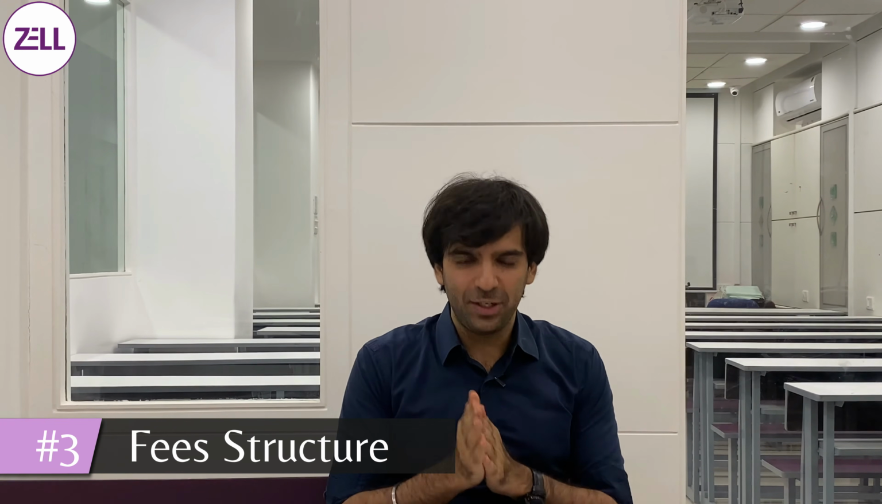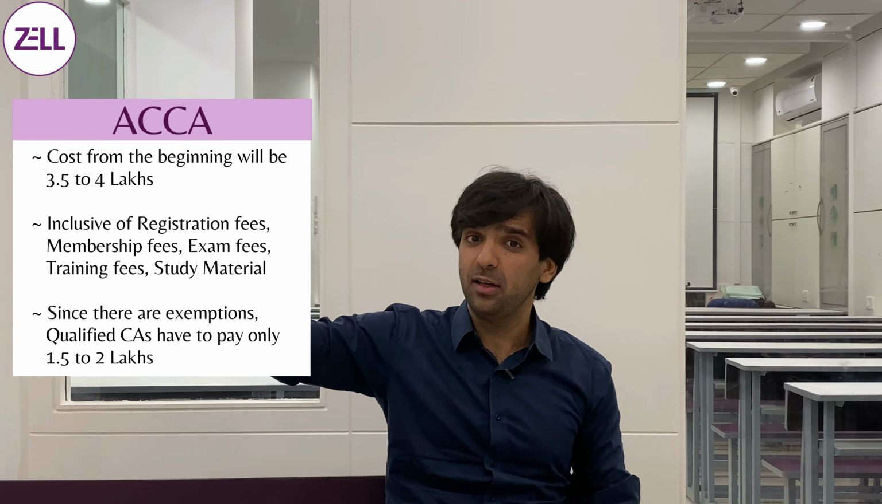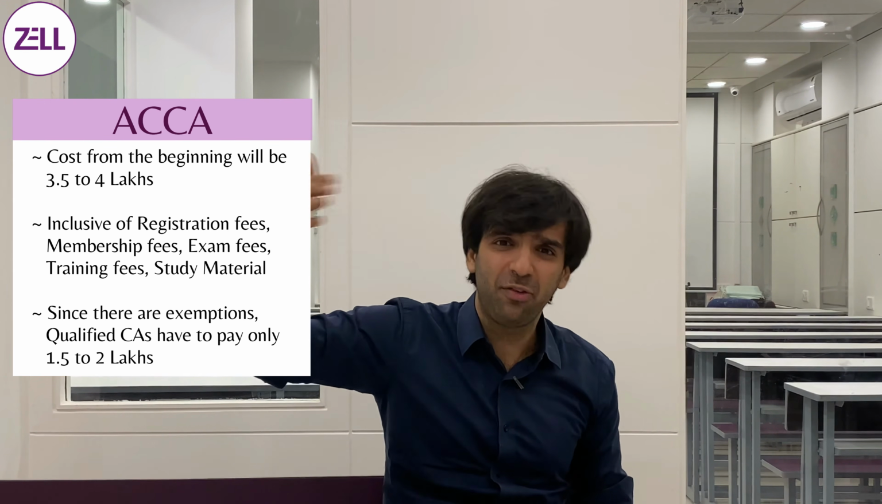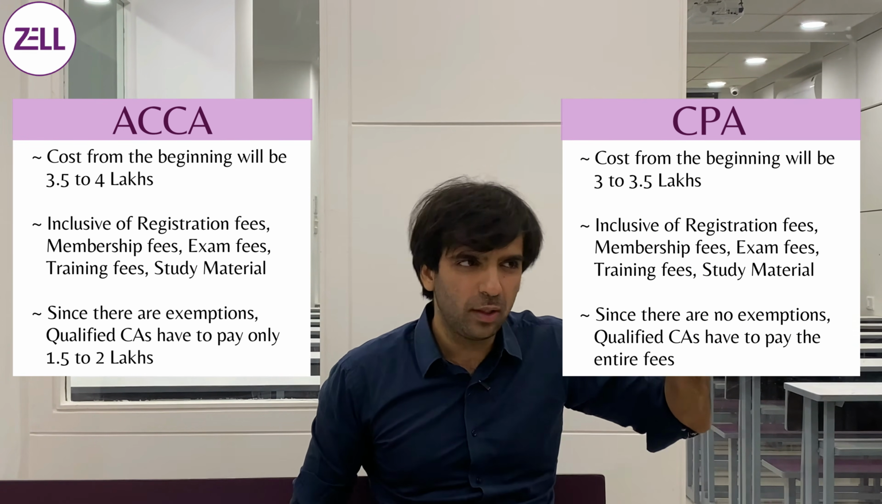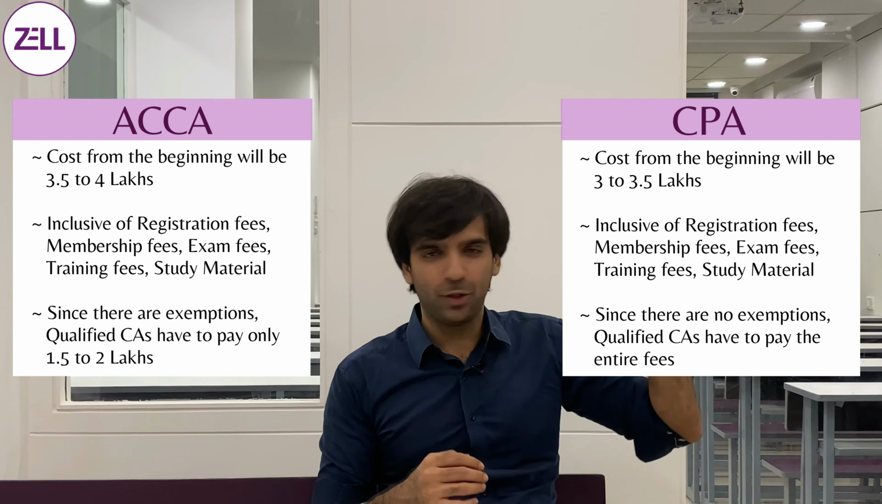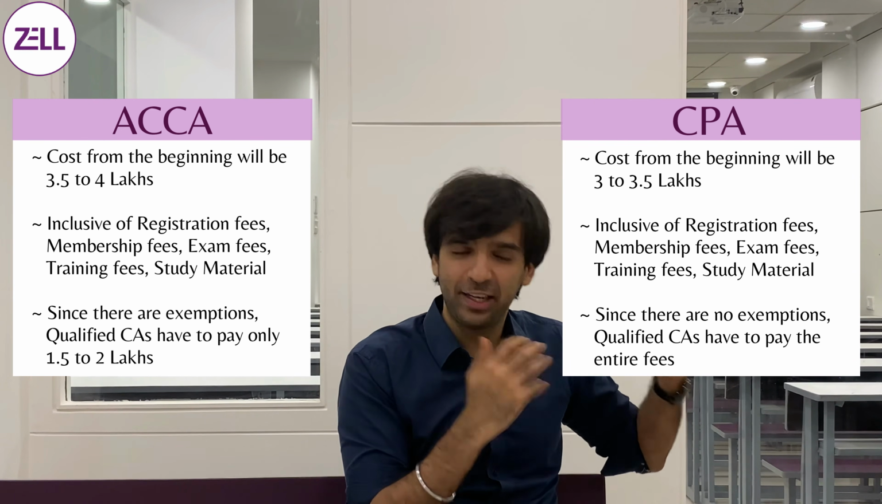And lastly, the fee structure. Now, ACCA to complete it from the beginning will be around 3.5 to 4 lakhs total. That includes your registrations, membership fees, exam fees, training fees, study material, everything. CPA to finish it start to end is approximately 3.5 lakhs. And again, this includes everything: registration, membership fees, exam fees, study material, training fees.